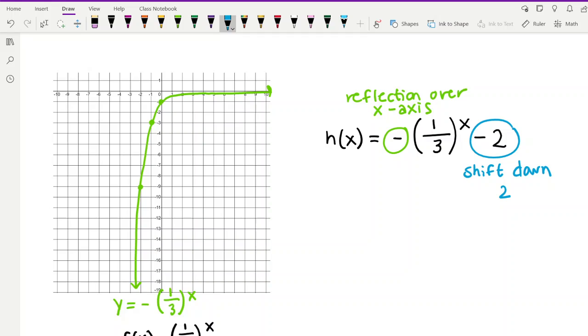So the point that was originally at (0, -1) will now be at (0, -3). The point that was at (-1, -3) will be at (-1, -5). And the point that was at (-2, -9) will be at (-2, -11). And then what else will change? Well, because we shifted the graph, because we picked the whole thing up and moved it, that will actually change the horizontal asymptote. So the horizontal asymptote is going to go down by 2. So we're going to have y = -2 as our horizontal asymptote. So this part of the graph is going to go down and down and down and get steeper and steeper, but the right side of the graph is going to approach our horizontal asymptote. And so this blue graph is our final answer.